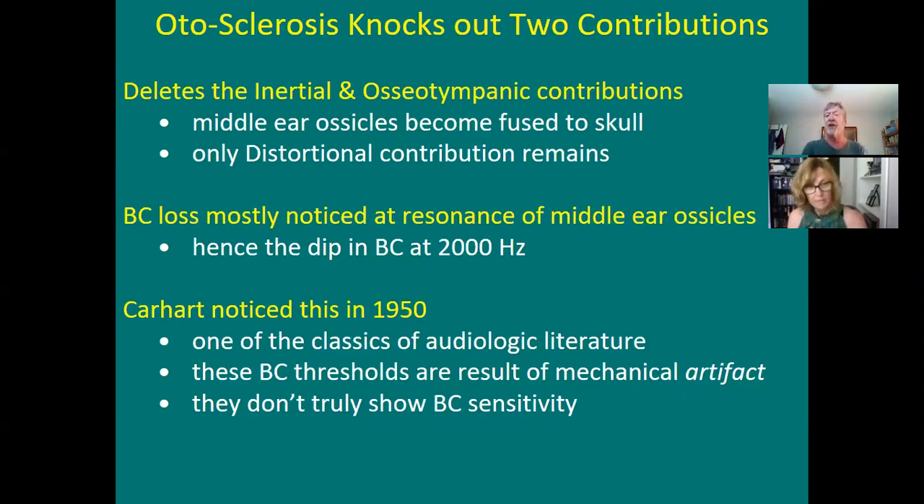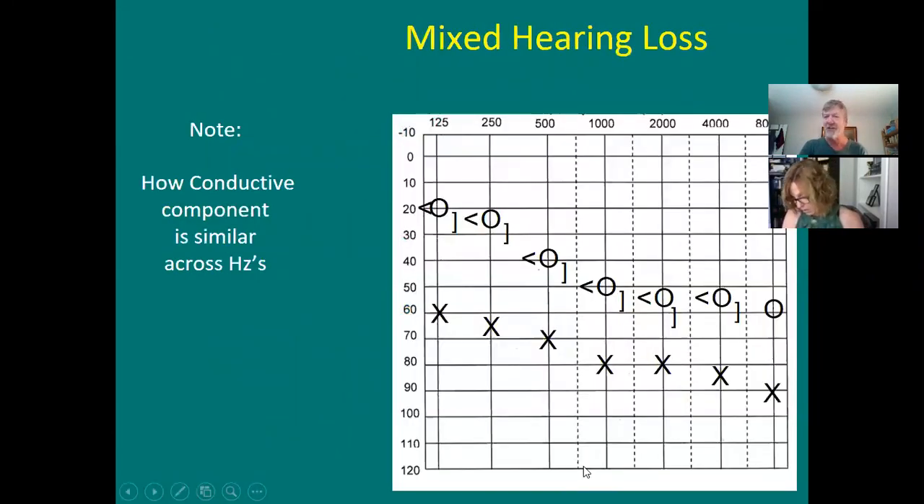Bone conduction, the Carhart's notch, is a mechanical artifact of the way we test bone conduction. It's a mixture of the particular pathology of otosclerosis combined with the way we test bone conduction. And that just produces Carhart's notch, but it does not, repeat, not indicate hair cell damage at 2,000 hertz. It's an artifact. Okay. Not hair cell damage. Okay. Nope, it's not. Okay. Very, very, very important. So it's an artifact.